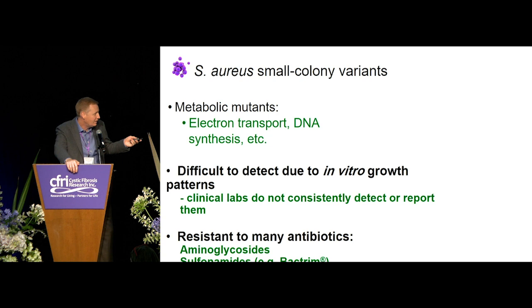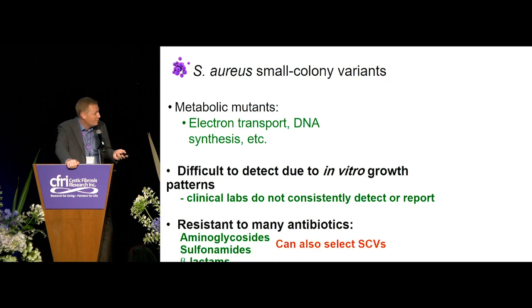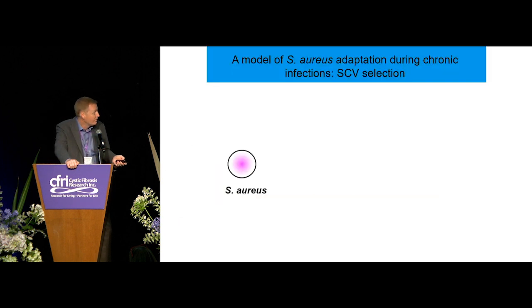That's also important because these small colony variants, unlike the staph that they derive from, are resistant to a lot of antibiotics. These include antibiotics that we commonly use to treat staph, such as the sulfonamides or Bactrim. It's also important because some of these drugs in the laboratory can select or create these small colony variants. So it may be that we're causing some of this by the antibiotics we choose to use.